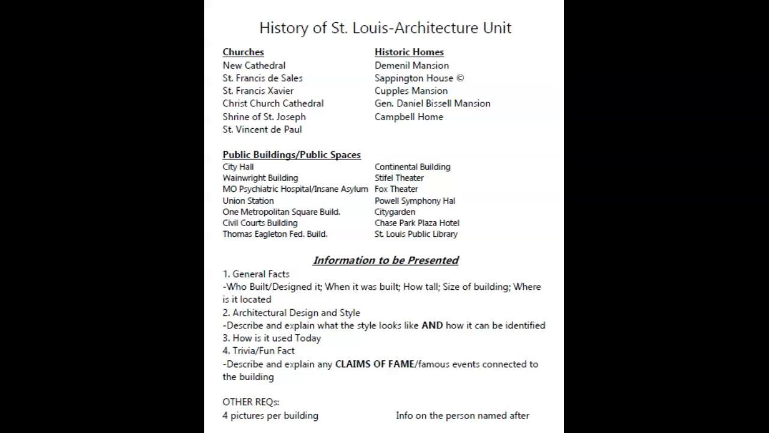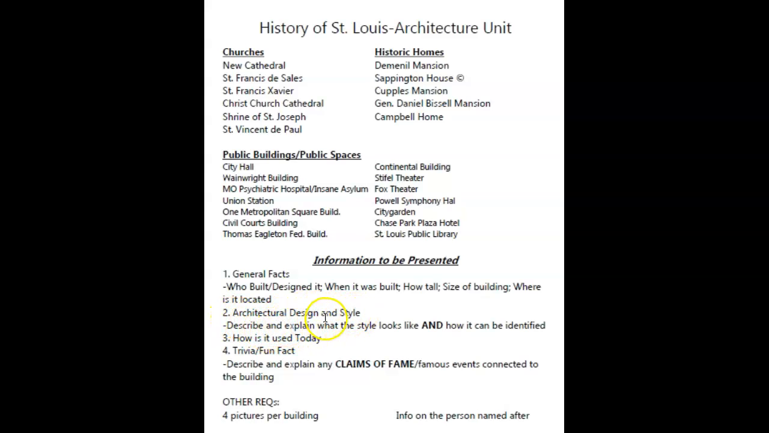The PowerPoint is pretty straightforward, as you can see down here. There are four categories that you'll have, so basically each category will have its own screen. You might have to have two screens for some of these, but for the most part, I think you can get away with one screen per category. Category 1 is the general facts of the building: who built it, who was the architect, when was it built, how tall, and the size of the building. If it's not a high-rise building, then how many people can it hold, and where is it located.